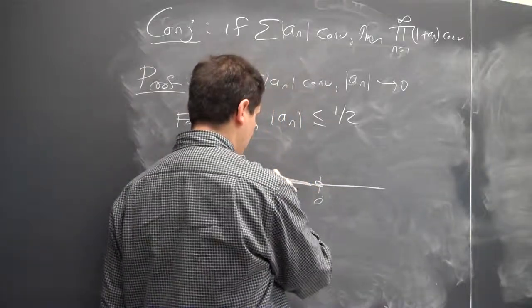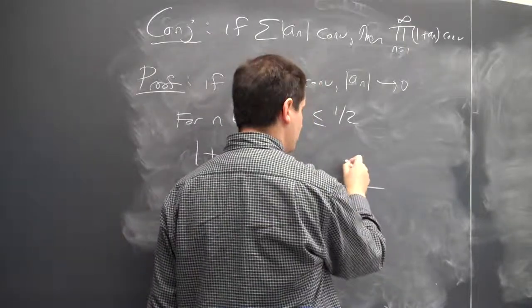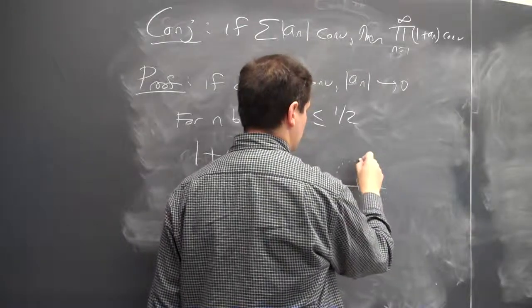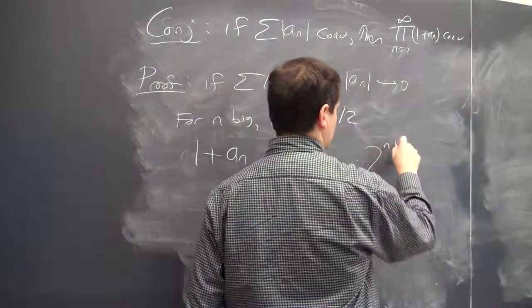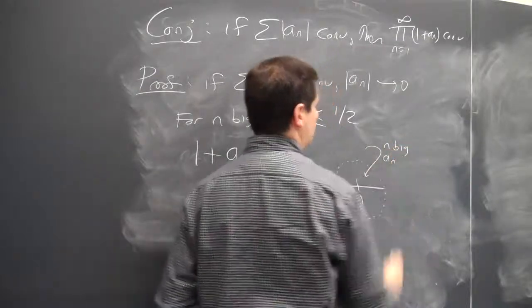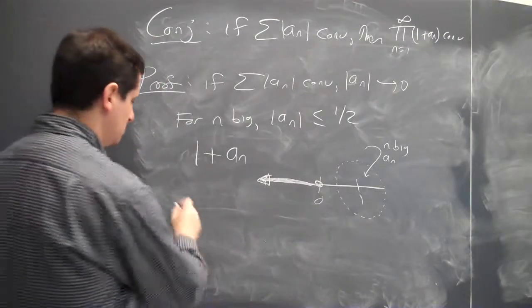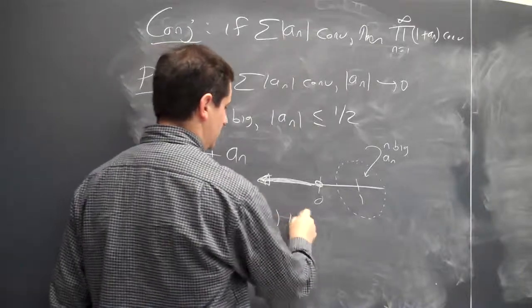Here's the negative reals, which we're going to throw away. Here's 1. And now I have a circle about this of radius 1/2. And so, if n is big, then an has to live inside here. What this means is the log of 1 plus an is defined.